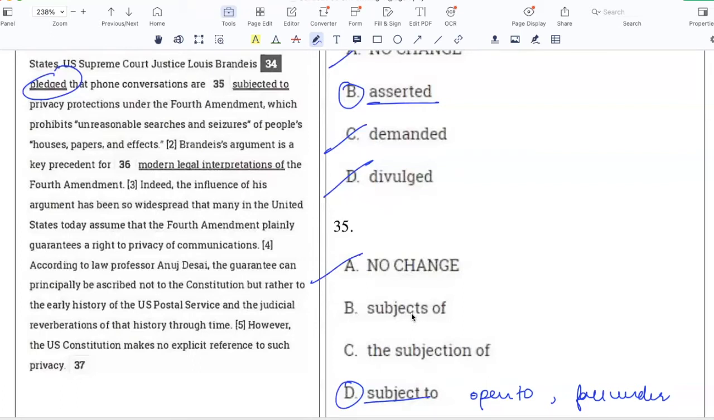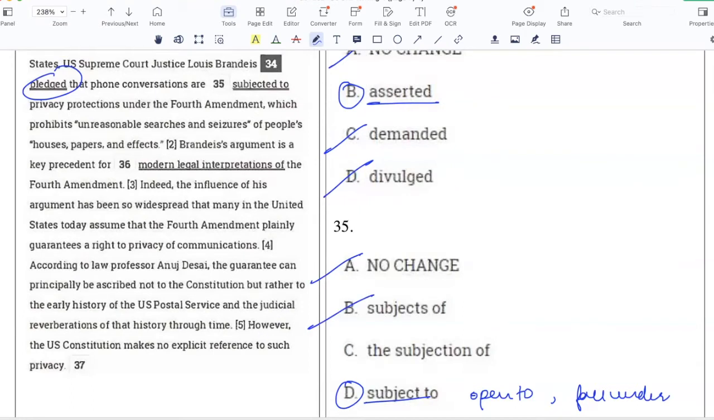Subject of is matter of, right? For example, this is a subject of environmental protection, which is to say that this is something that environmental activists should look into. So that's not what we are saying. We are not saying that phone conversations are subjects of privacy protections. We are saying that they are subject to, they fall under the purview of privacy protections.